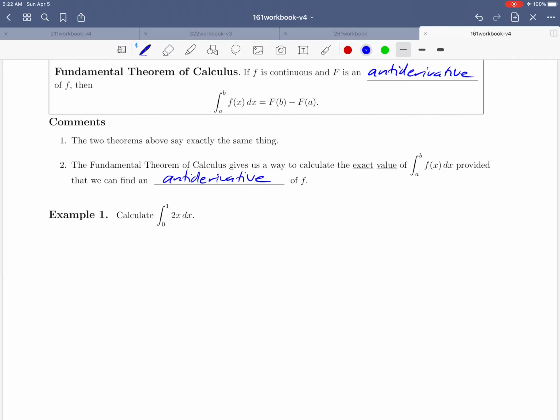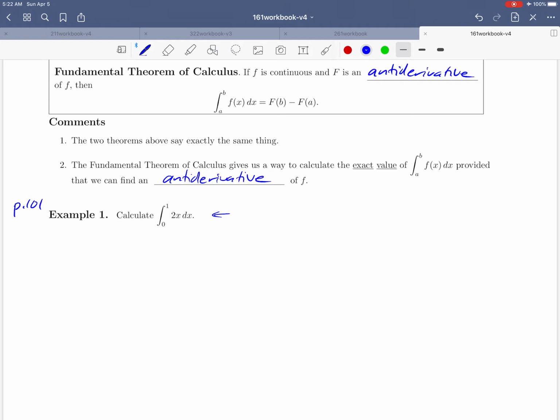Welcome back, everybody. We are looking at example 1 on page 101 of the workbook. And this is our first example of using the fundamental theorem of calculus to calculate an integral. In particular, we'd like to calculate the integral from 0 to 1 of 2x dx.